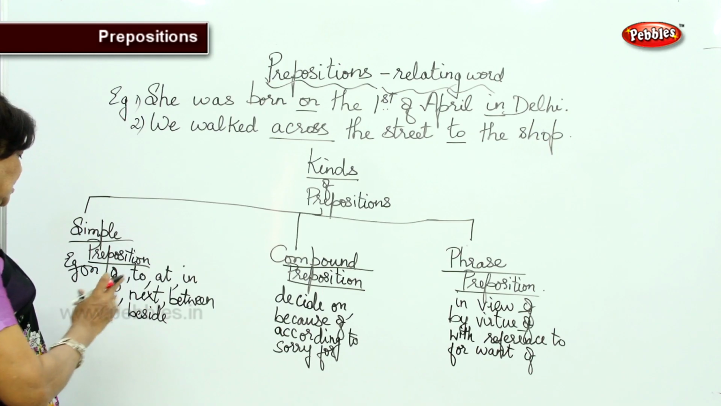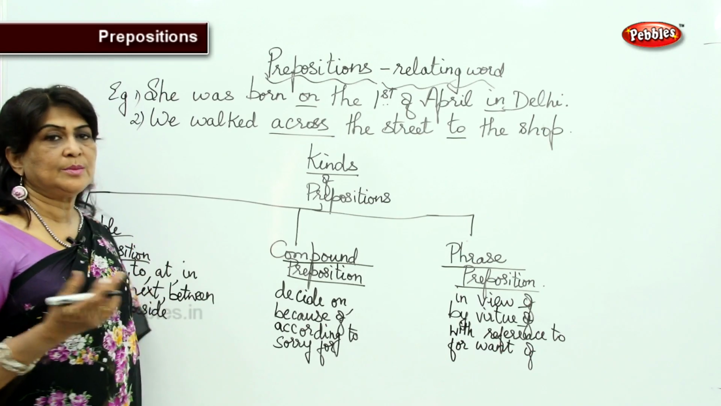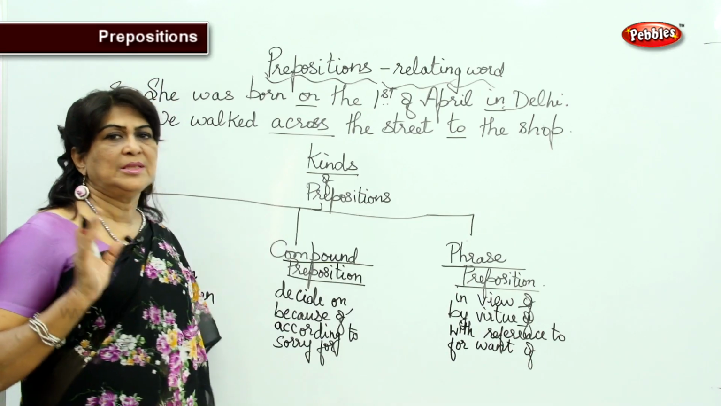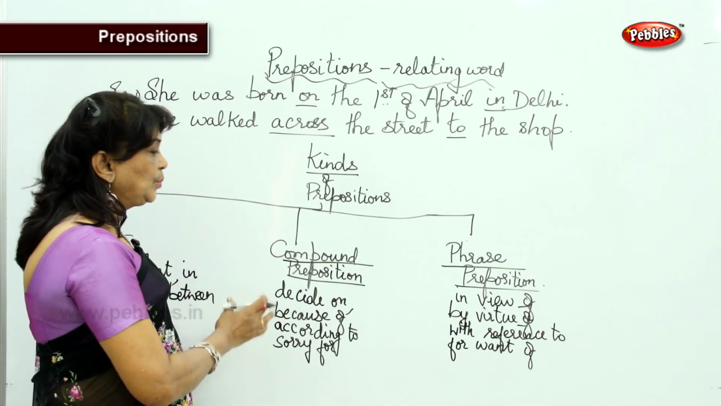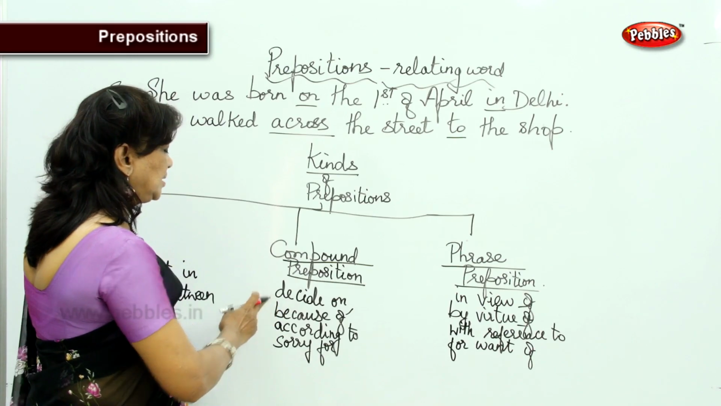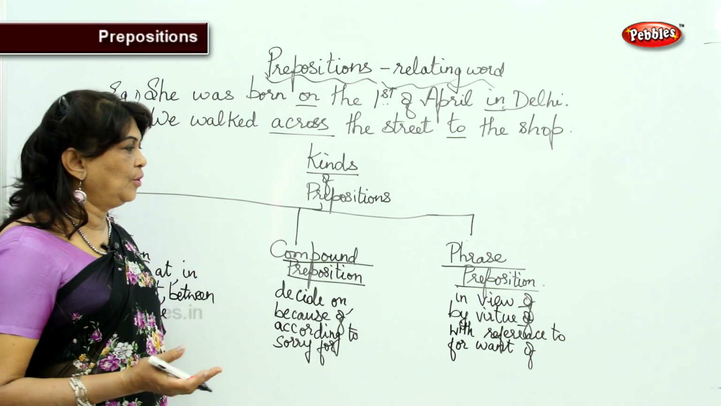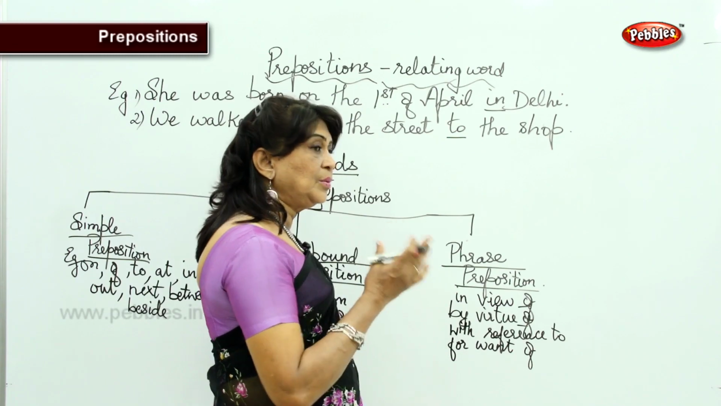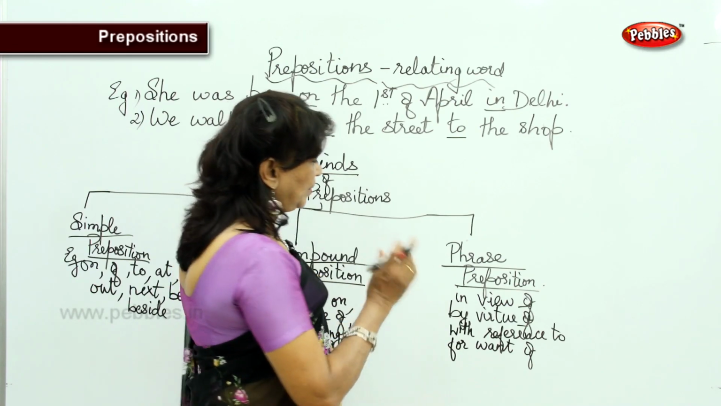Simple prepositions are just one word, like on, off, at, to, in, out, next, between, beside, besides, all these are simple prepositions. Compound prepositions can be two words and also three words. Now, two words we have: decide on, because of, according to, sorry for, all that. Phrase prepositions, it may be three words, okay, two prepositions together along with a word, or even one preposition.